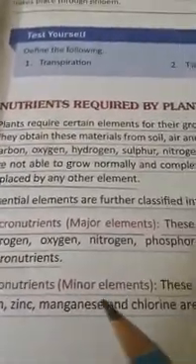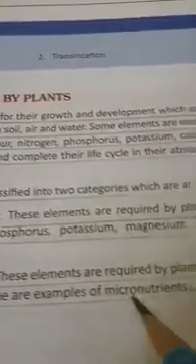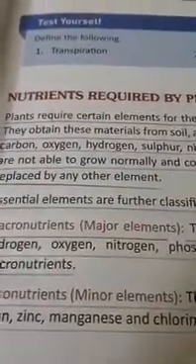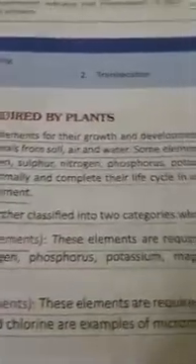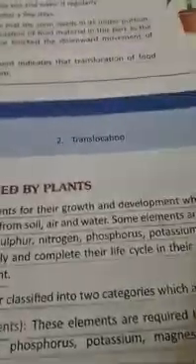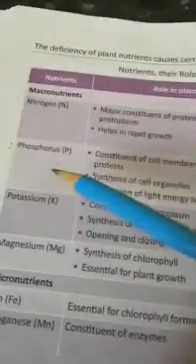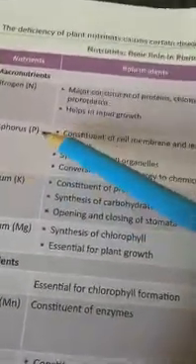Then micronutrients means minor elements. These elements are also required but in small quantities. So iron, copper, boron, zinc, magnesium and chlorine are examples of micronutrients. Let us see in this table what is the role of the macro and the micronutrients.